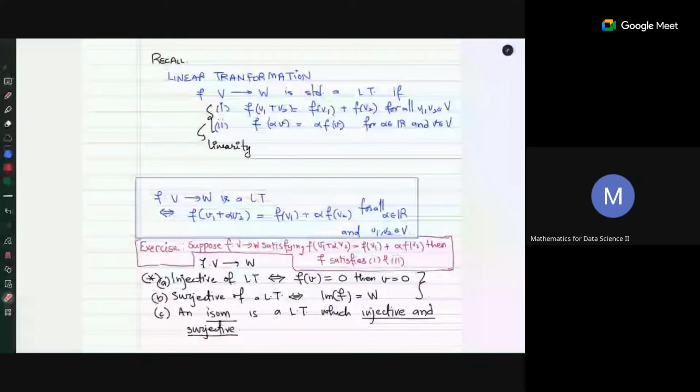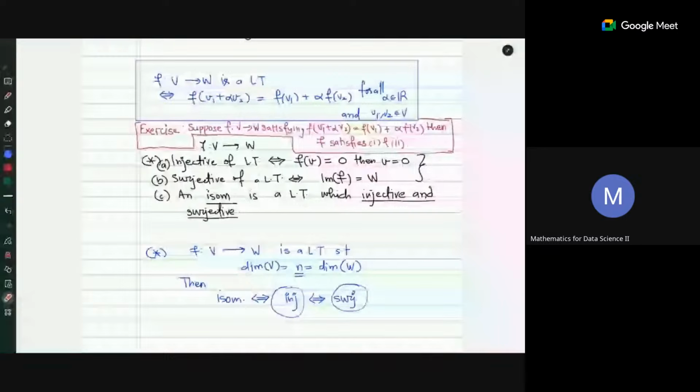Now we have also studied injectivity, surjectivity, and isomorphism of a linear transformation in the last session. If you start with a linear map F from V to W, it is called an injective linear transformation if and only if, when the image of a vector is equal to 0, then that vector has to be 0. That is one of the equivalent conditions of being injective.